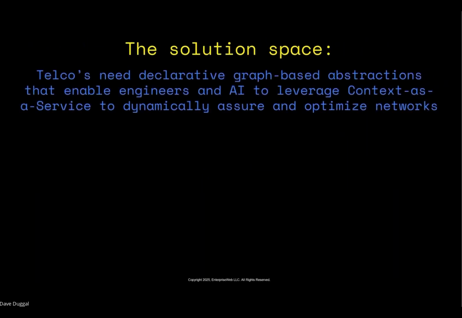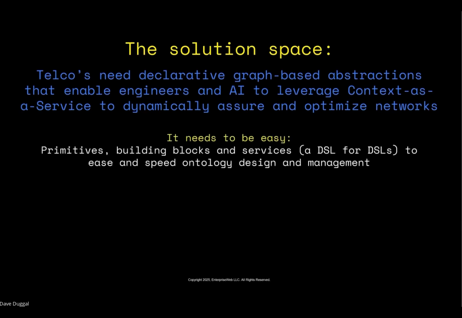So that's where EnterpriseWeb lives. Our thesis is that telcos need declarative graph-based abstractions that enable engineers and AI to leverage context as a service, to dynamically assure and optimize networks. It needs to be easy, right? We need developer abstractions, not wonky data science tools. You want primitives, building blocks, and services. You want a DSL for DSLs, right?